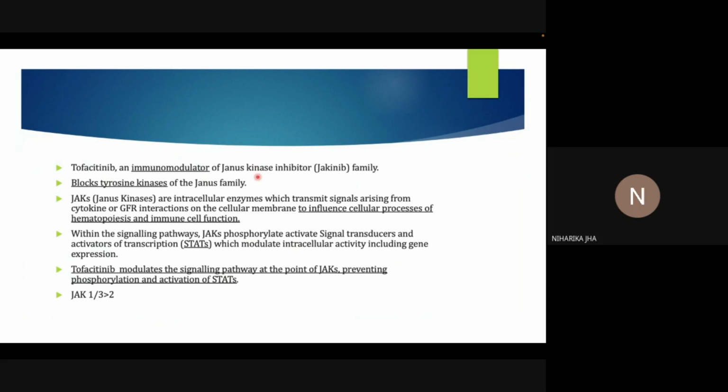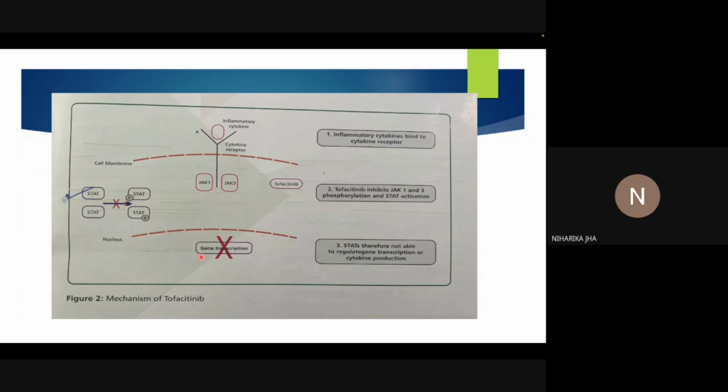So for that, we need to learn about two things. One is the Janus kinase, which is the JAK, and then there is STAT. What is STAT? It is signal transducers and activators of transcription. So these are the two full forms that we need to know. JAK stands for Janus kinase, and STAT stands for signal transducers and activators of transcription. So tofacitinib, in short, inhibits this JAK-STAT pathway. With the help of this very simple diagram, I'm going to explain the mechanism of action of tofacitinib.